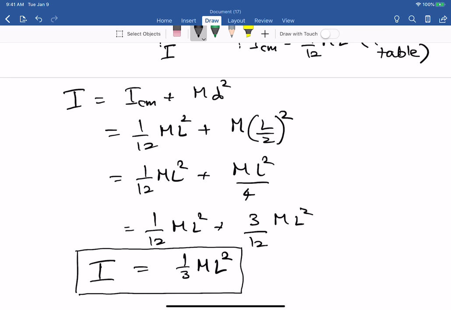So in the next video, we are going to look at a couple more examples of rotational inertia. And we'll talk about rotational kinetic energy, and that will conclude this chapter. So I'm going to stop this video over here, and I'll see you in the next video.